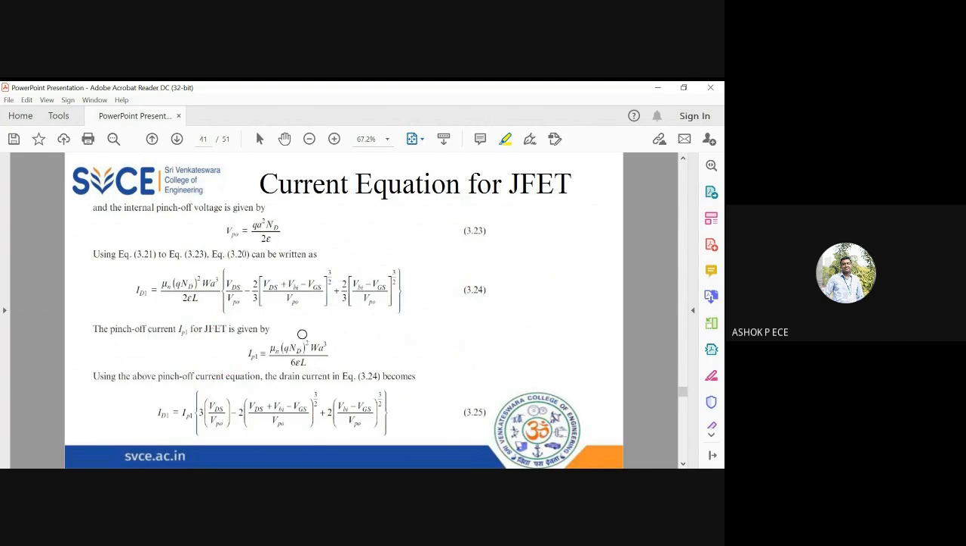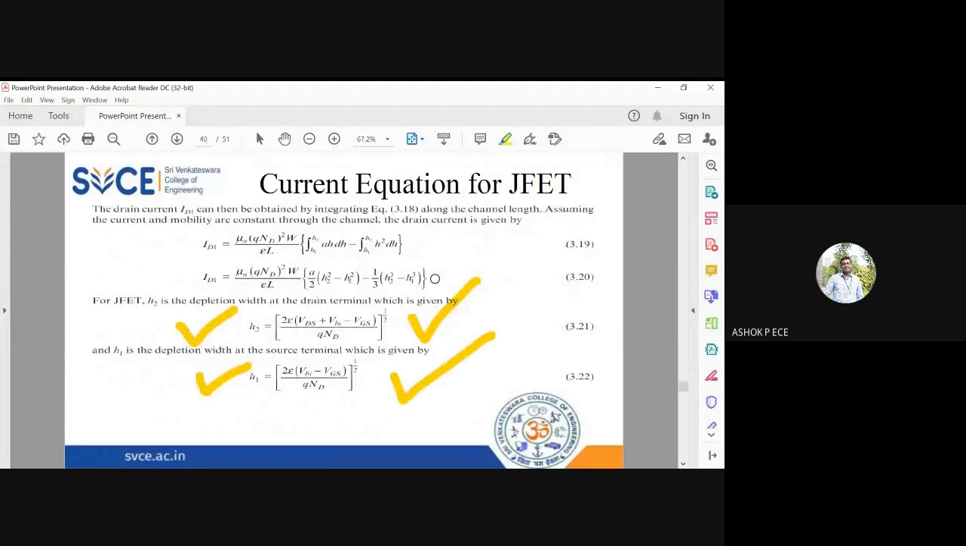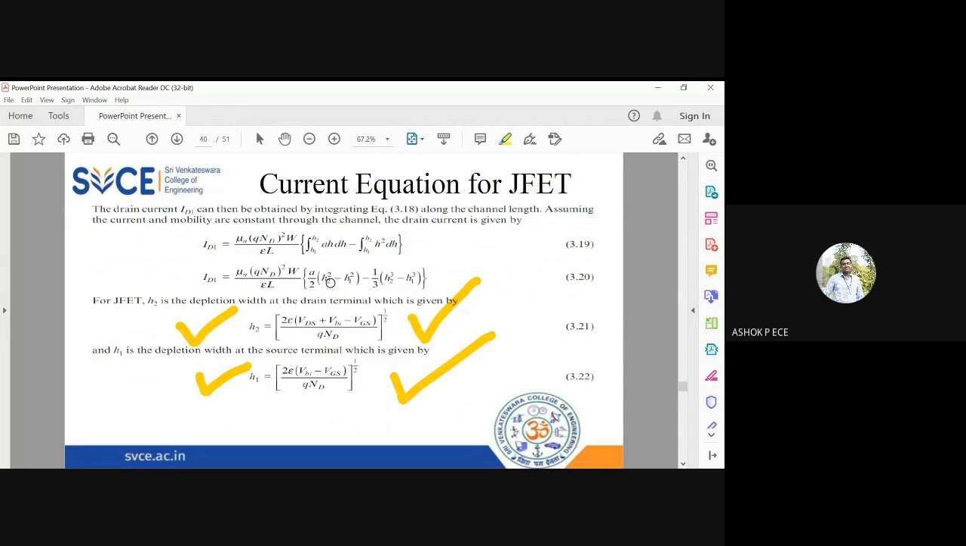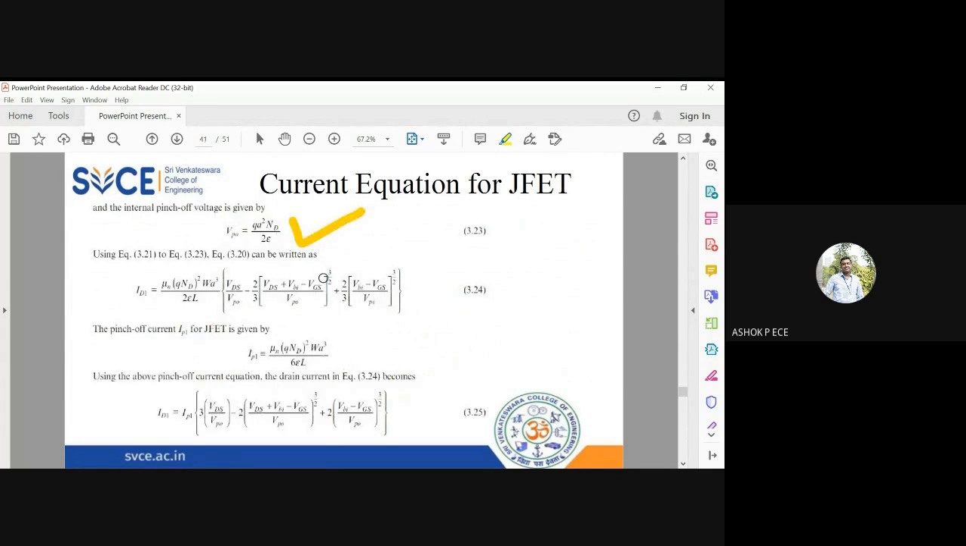Okay. And this is the pinch-off voltage equation, which we know. So now substitute everything. ID1 equal to mu n into (q ND) square W a q by 2 epsilon L into, substituting everything, H2 square minus H1 square minus 1 by 3 into (H2 cube minus H1 cube). You have the power 3 by 2 and 3 by 2. So the pinch-off current is given by this.